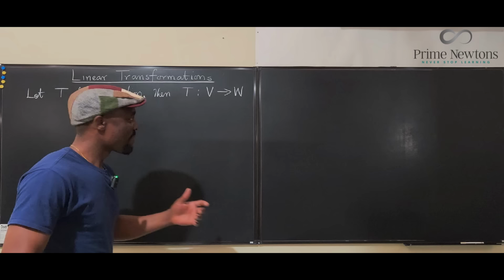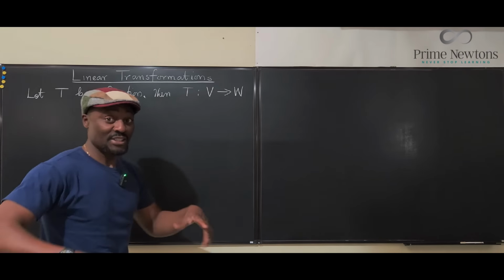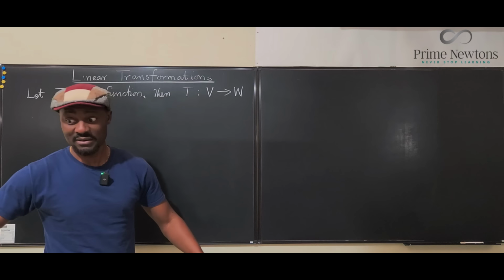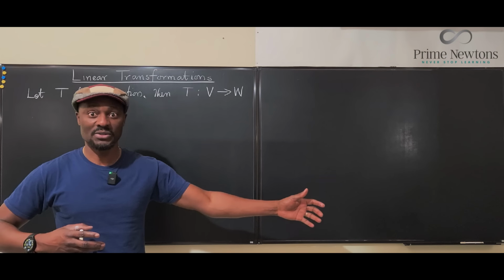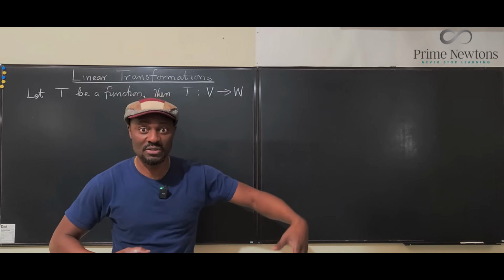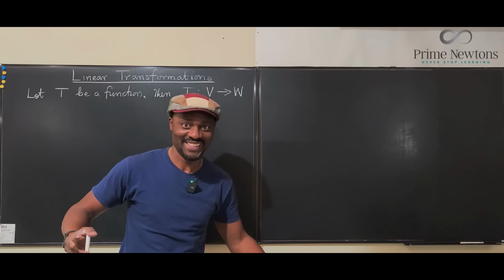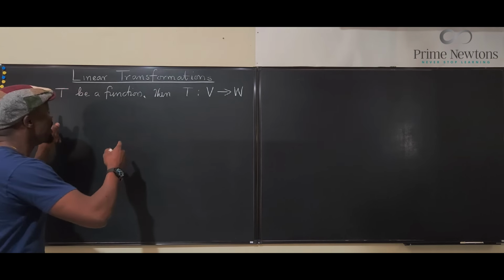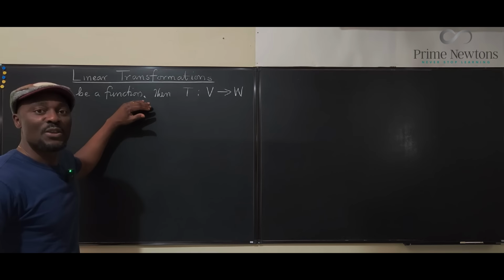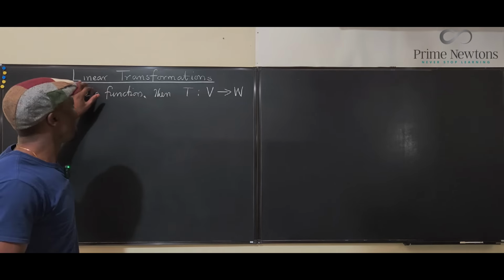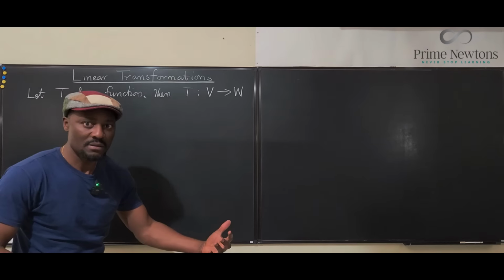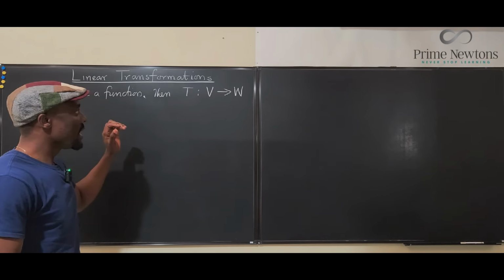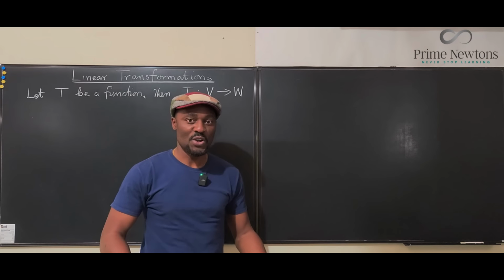Now remember, you also learned there are different types of functions. You got linear functions, quadratic functions, cubic functions, logarithmic functions, exponential functions. But here, we're not going to be using the word function. We're just going to say it is a transformation. That's why we chose the symbol T. So, when is it linear? We're going to talk about that.